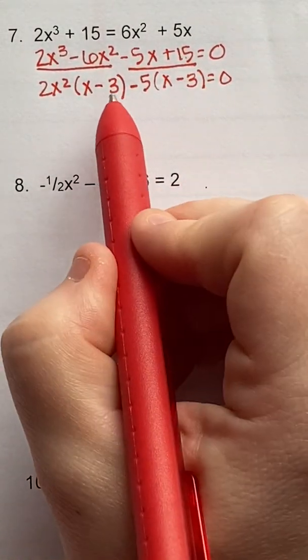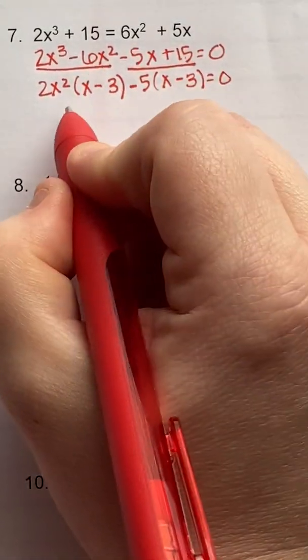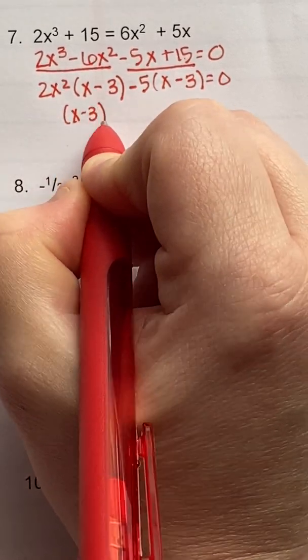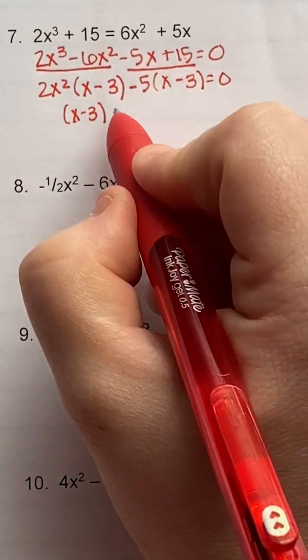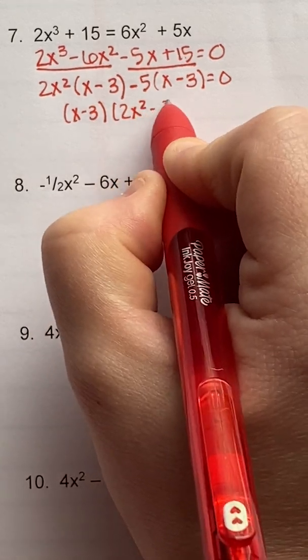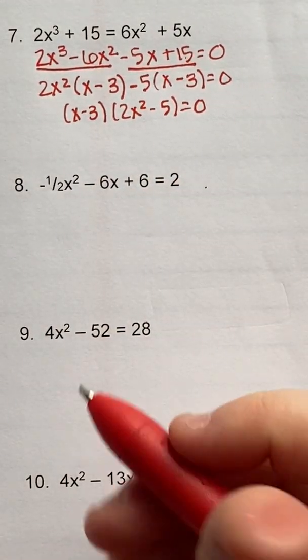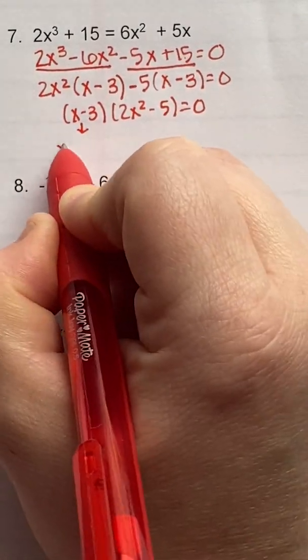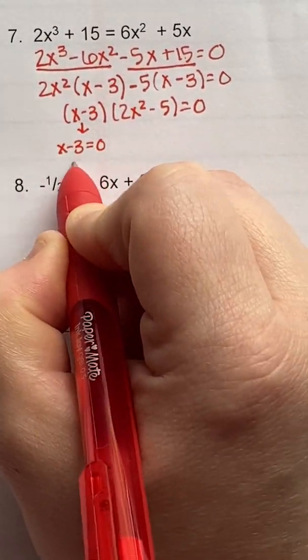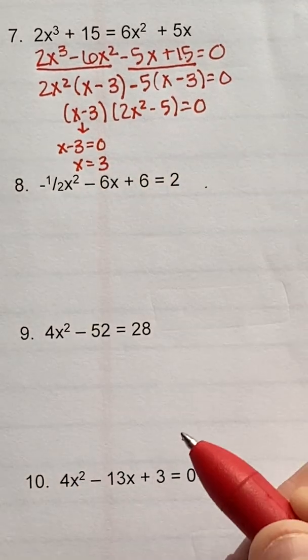So grouping works. So x minus 3 is what's in common. So x minus 3 is going to pull in front, and then 2x squared minus 5 is what's left over, so that's going to become my other factor for grouping. Now I got to take each one of these and set these equal to 0. So here's my first one. X minus 3 is set equal to 0. I add 3, and x equals 3 should be that solution.